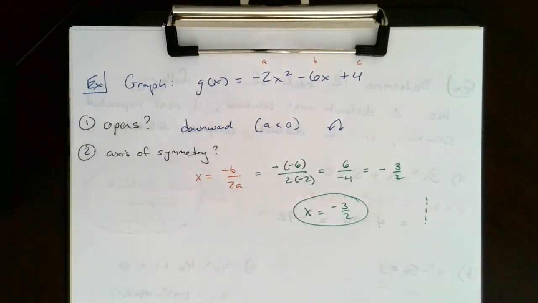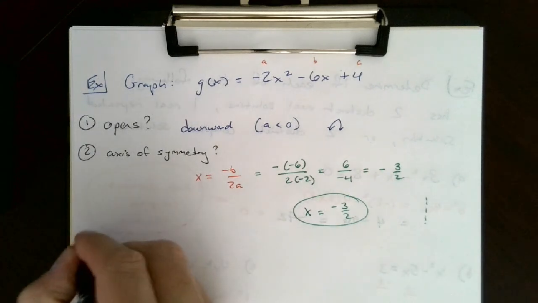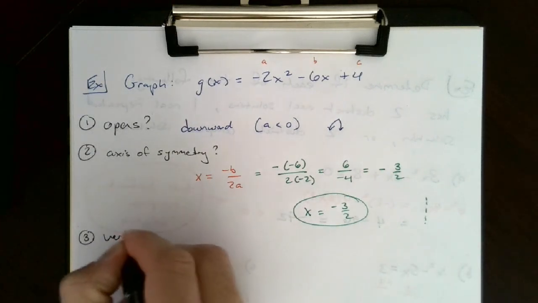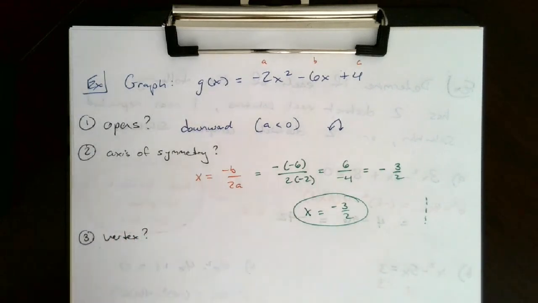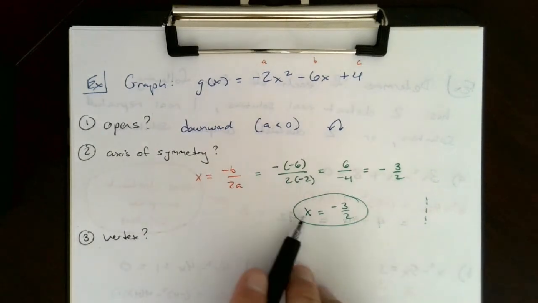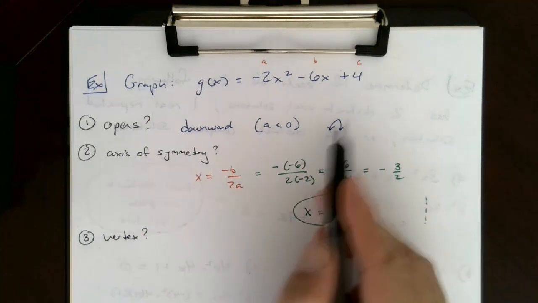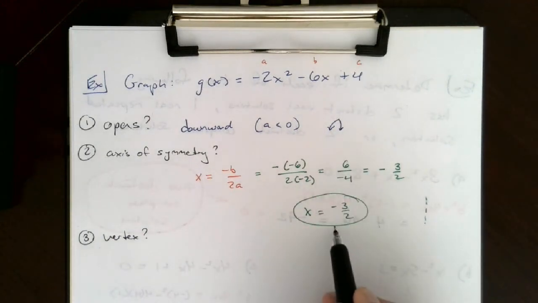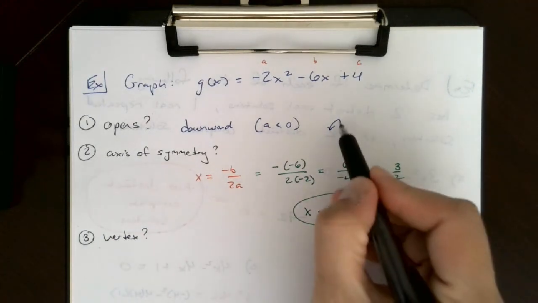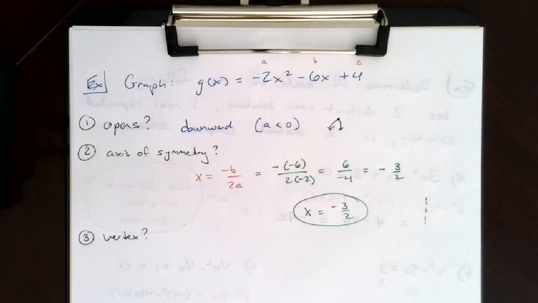Once you have the axis of symmetry, then we look for the vertex. Remember, the vertex is going to be the highest or lowest point of the parabola. The way you find it is, once you have the x-coordinate from the axis of symmetry, the axis of symmetry goes straight up and down through the middle of it. So the x value is the x-coordinate of the vertex, right? We're looking for that point right there, really.